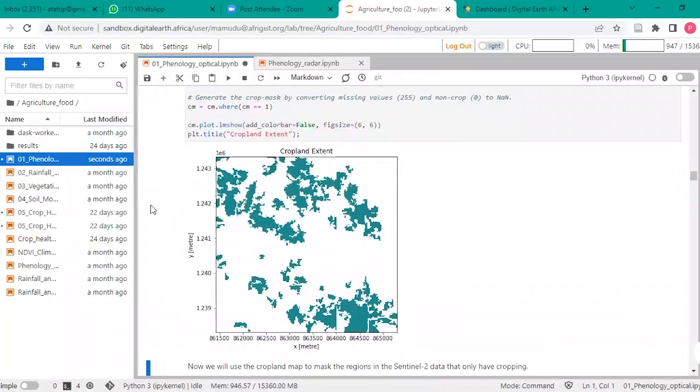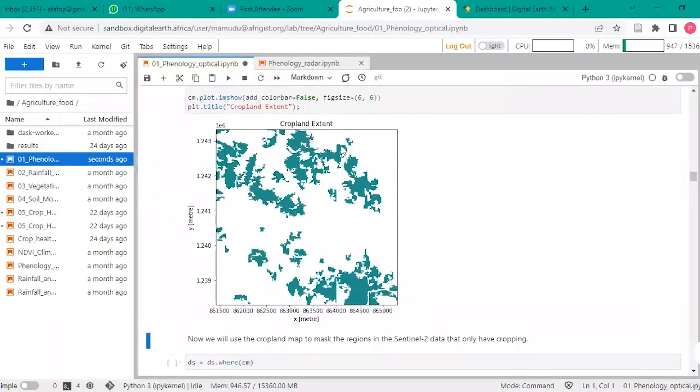Right. So here is the cropland extent for our study area based on the 2019 cropland extent dataset. Now the areas that are in green show us the areas that have agricultural activities or crop data, while the areas that are in white have less crop data.